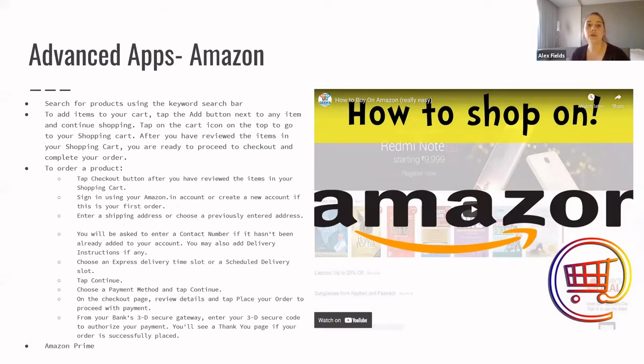In order to order a product, you would go ahead and click the cart button or your checkout button and review the items in your shopping cart. You can either create a new account or sign into your Amazon account. Then you're going to want to enter your shipping address. You'll be asked to enter your payment information, and then you're going to choose your delivery options.